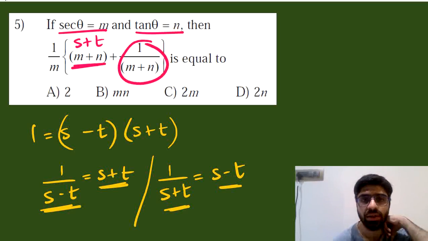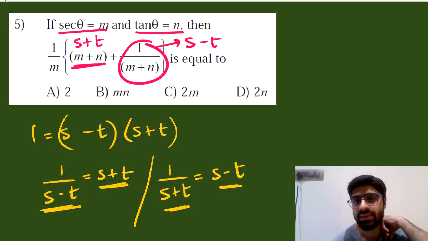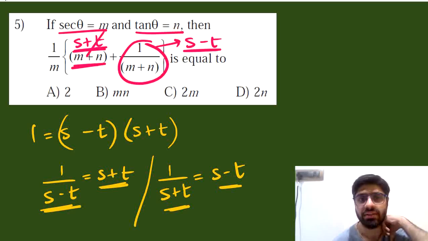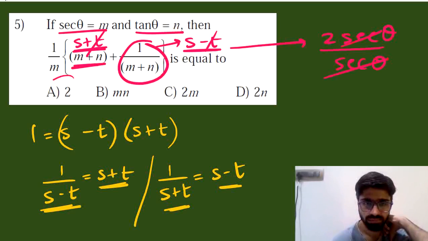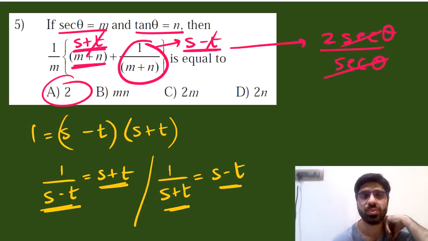So this entire term would be sec theta minus tan theta. Sec plus tan plus sec minus tan. Tan gets cancelled, we are left with 2 times sec theta. Outside of it we have 1 upon m, that is, outside we have 1 upon sec theta. Cancel it off, the right answer is option A.